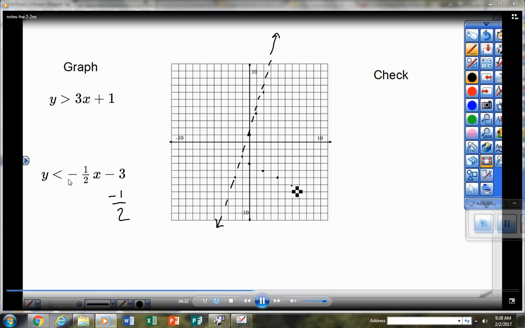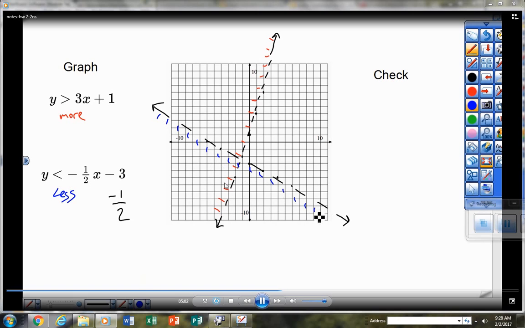That is my slope from negative 1 over 2. Over 2 for my run, down 1 for my rise. That is a dotted line also. That first inequality up on top, that is more than. So when I go back to this 3x plus 1 line, I'm going to shade just a little bit above it. And then I'm going to go to the other line, which is y is less than. So going back to this line, that is a little bit below.